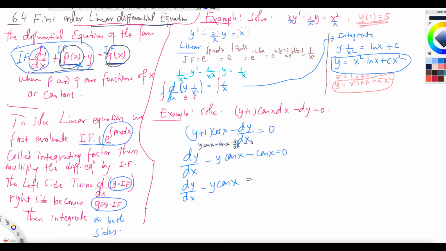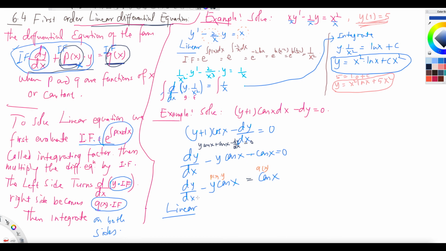Now what I'm going to do here is move that cosine of x to the right side. Now this is in the standard form. This is dy over dx, and this is p of x times y equals q of x, right? So this is in the standard format. So this is linear. Now we can say that this is linear.